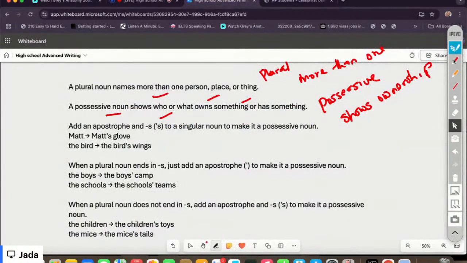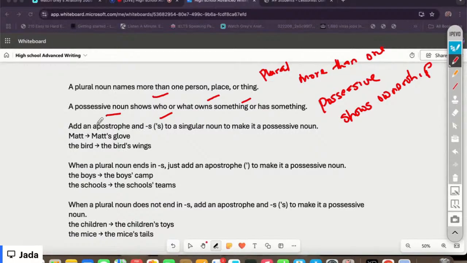So now, if you want to make it a possessive noun, you need to add an apostrophe and s. So you're adding an apostrophe and you're adding s to a singular noun to make it a possessive noun. So just like this, we have Matt's gloves, right? Matt is just singular, so you need to add an apostrophe and s to Matt to show that the gloves are his own. So it's showing ownership, it's showing possession.